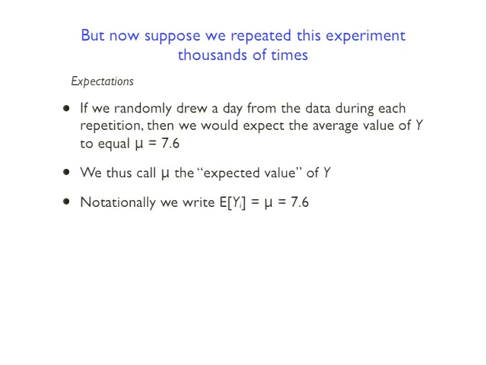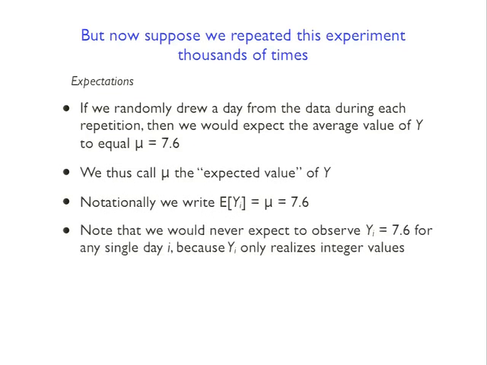Notationally, what we write is the expectation of yi is equal to mu, which is equal to 7.6. The thing to emphasize here again is that you never expect to observe yi equals 7.6 for any single day i, because yi only realizes integer values. Just because we call it the expected value doesn't mean you actually expect to observe that exact value when you draw a single data point from your larger sample or population. The idea is just that if you draw many data points and take the average over all of those draws, then you expect to get 7.6 on average.